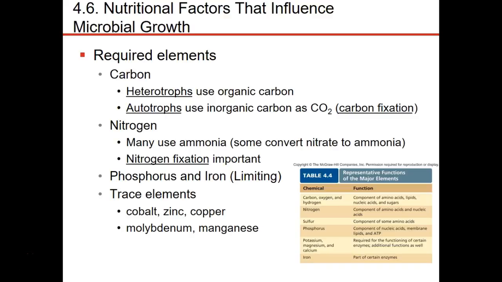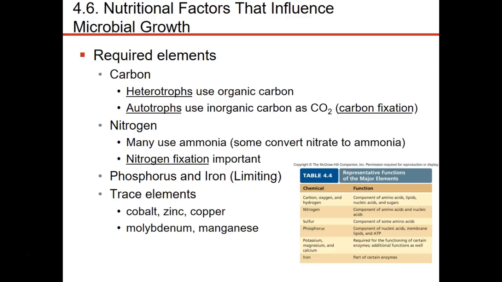Bacteria need certain chemicals or elements to survive. Some of these elements are going to be in larger amounts, and then some are going to be as trace elements. Carbon, nitrogen, hydrogen, sulfur, phosphorus, those are all things that bacteria need in large amounts.